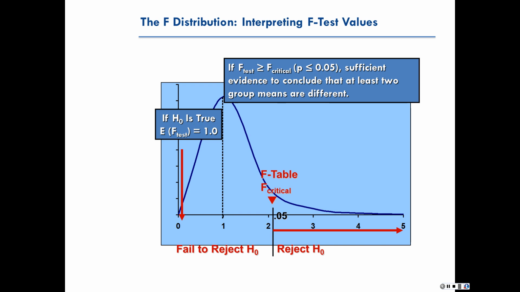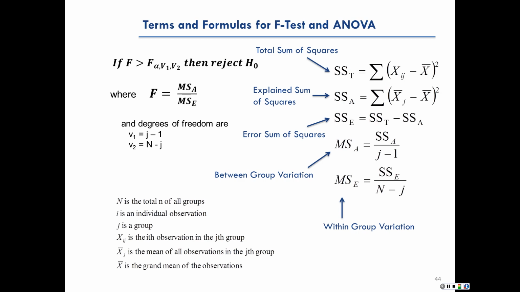So there are some terms and formulas for computing this F-test. The basic rule is if the F statistic that you compute is greater than your critical value that you look up in the table for a given alpha level, then you reject the null hypothesis. You'll remember there are 2 different degrees of freedom for the F stat. I mentioned that in the previous discussion. And those are referred to as V1 and V2. The way we calculate those degrees of freedom is a little bit different in the case of ANOVA. And so I'm going to walk you through some of this.